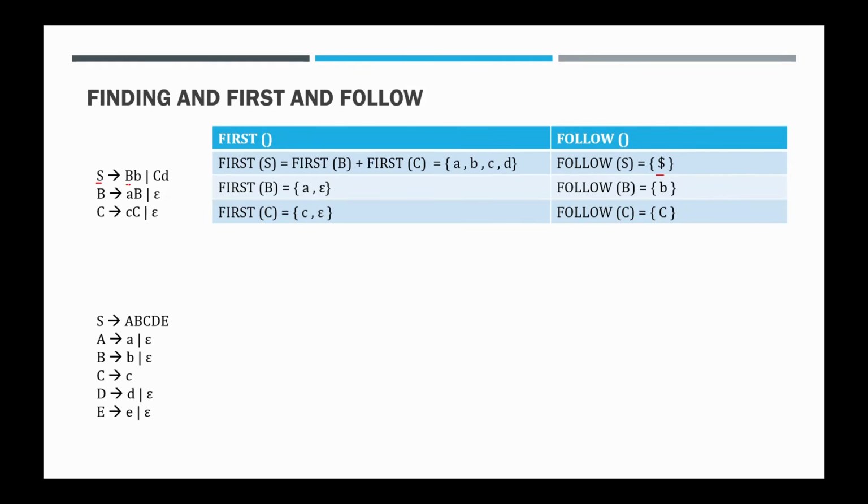Here we have B. After B what do we have? It is a terminal b. Just include the terminal, no need to do anything more. Then, do we have any production that includes the non-terminal B? Yes, here we have.